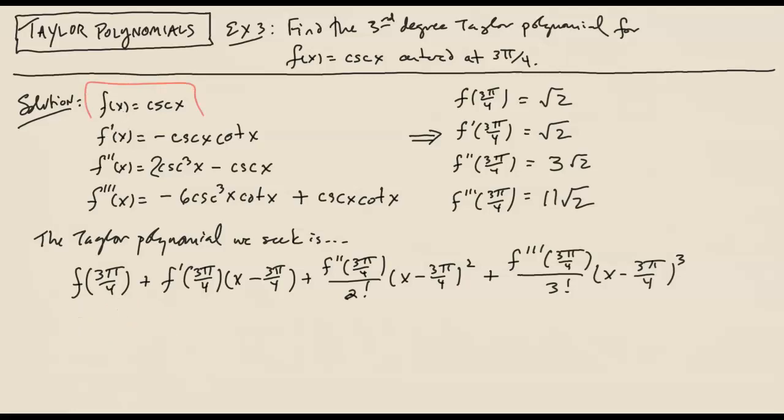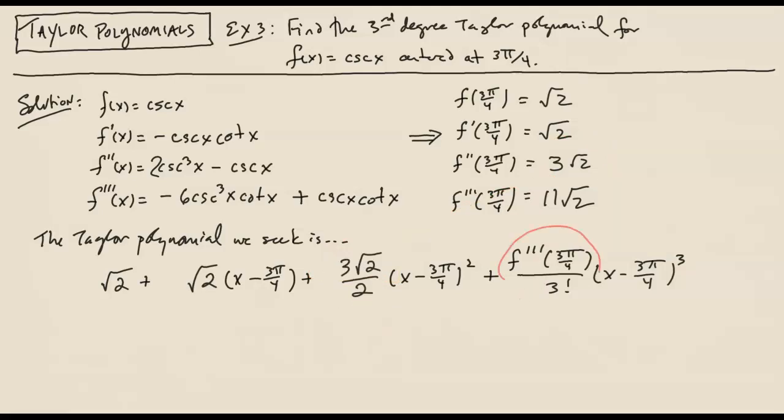But to get it for our function f, we just have to substitute in the specific values of the function and its various derivatives there. So let's do that. This guy, we said, is just going to be the square root of 2. This guy, the first derivative, is also going to be the square root of 2. This fella up here is 3 root 2, but we're dividing by 2 factorial, which is 2, so we end up with 3 root 2 over 2 as that coefficient.